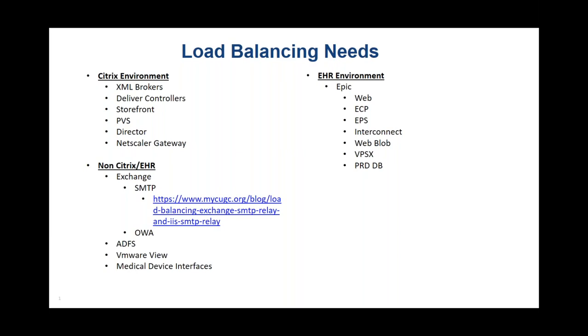I will tell you that it is a bear to get configured. It involved working with Citrix and Microsoft both. And I've actually written a blog on CUGC, and I posted, and that's the link there, of exactly how we built that out. Now, that there is going to be for SMTP and SMTP relay, utilizing IIS. So those are two slightly different configs, but everything's out there, and it made life a lot easier once we finally got it squared away.